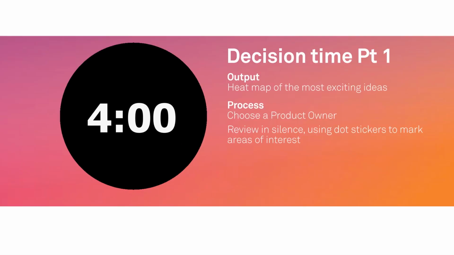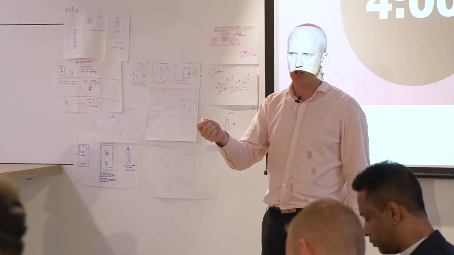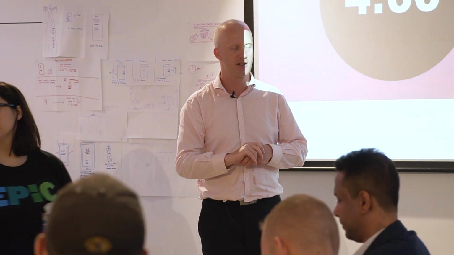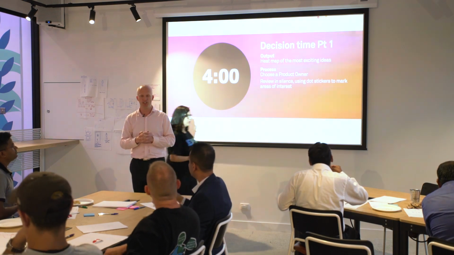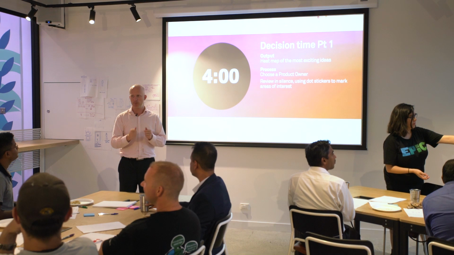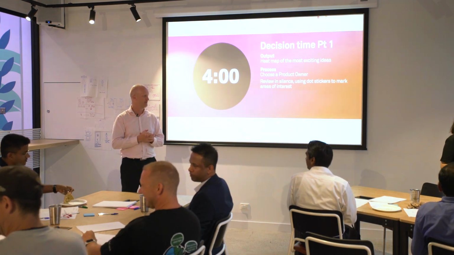And so the idea in this part of the exercise is just by yourself, go and review the ideas that are on the wall and stick dots around some of the features that you find quite interesting, some that you think will be really helpful when it comes to solving your customer problem. Now the only rule on this is you can't vote on your own design. So you can't dot up your own design, just other people's.